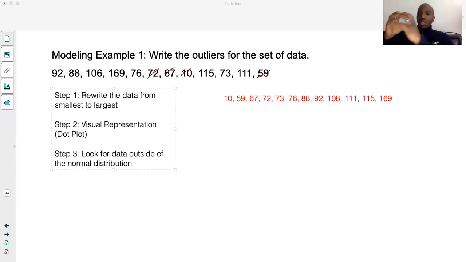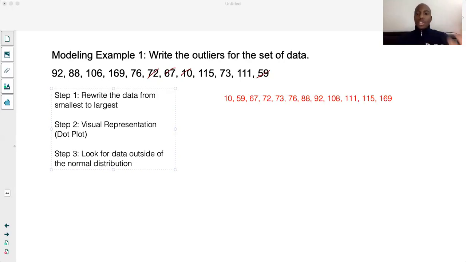So if you see a cluster of data over here, and all of a sudden there's one point over there, that point over there might likely be your outlier. All the rest of the data is here. All of a sudden this point is all over there by itself. It's an outlier. It sticks out by itself.